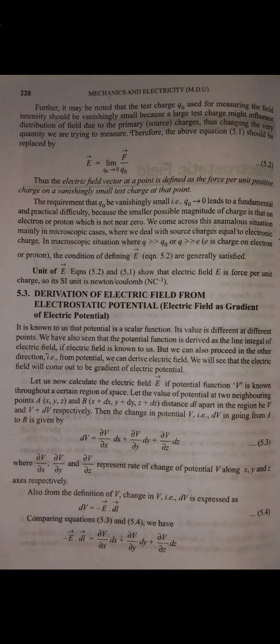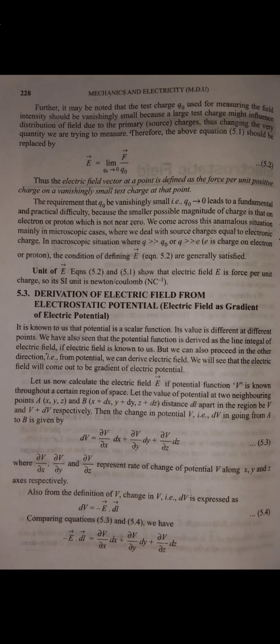Further, it may be noted that the test charge Q0 used for measuring the field intensity should be vanishingly small, because a large test charge might influence the distribution of field due to the primary source charge, thus changing the very quantity we are trying to measure. Therefore, the above equation 5.1 should be replaced by E vector is equal to limit of Q0 tends to 0 of F vector upon Q0. This is equation number 5.2. Thus, the electric field vector at a point is defined as the force per unit positive charge on a vanishingly small test charge at that point.